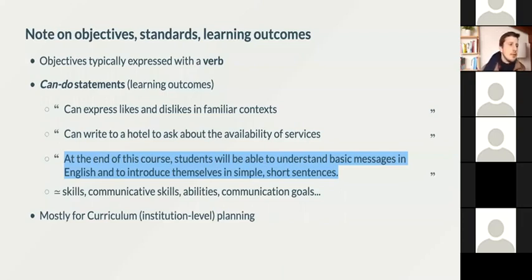Because that's really, you know, that at the end of this course, I want the students to have a certain level where they will be able to understand basic messages in English and introduce themselves, etc. That's my goal for the end of level 1. And then at the end of level 2, I want them to be able to write short texts in English about the past and the future, for example. So those are especially useful for general curriculum level development.